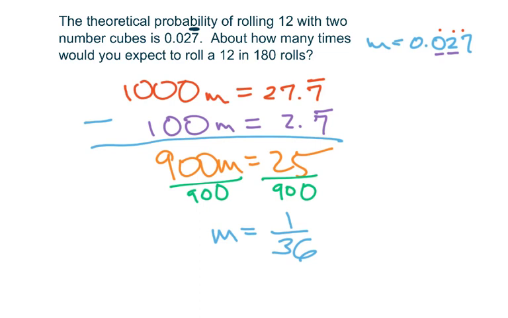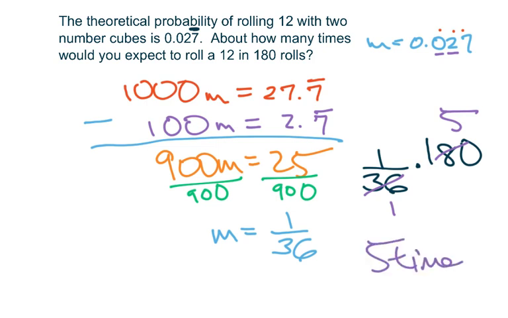Because remember, they want to know how many times I would expect to roll a 12 in 180 rolls. Now that I've got this, I can take that 1/36 and multiply it by the number of rolls to determine how many. And again, you might go, is there cross-canceling? Maybe you just start dividing by 2, dividing by 2, dividing by 2. But actually, yeah, 36 does go into 180, and it goes in exactly 5. There it is, 5. Therefore, I would expect it to roll about 5 times.